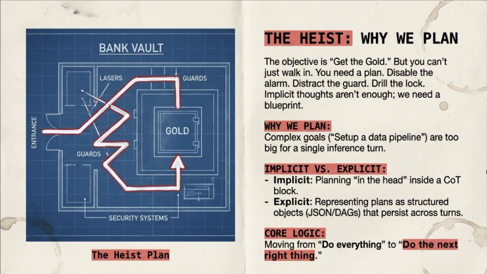Implicit planning occurs in the head of the model within the chain of thought block. Explicit planning, on the other hand, involves representing plans as a structured object such as a JSON or a directed acyclic graph that persists through multiple turns. This allows the system to maintain a long-term state. The core logic shifts from trying to do everything at once to simply doing the next right thing. By externalizing the plan, the agent can track its progress and handle complex dependencies without getting overwhelmed by the scale of the task. This blueprint becomes the shared state between the planner and the executor components of our system.